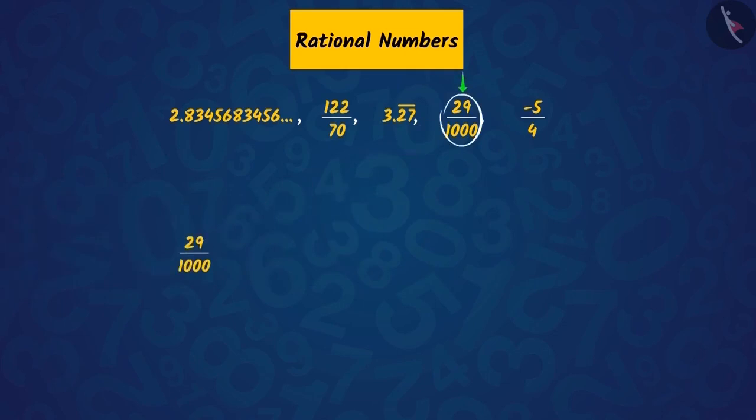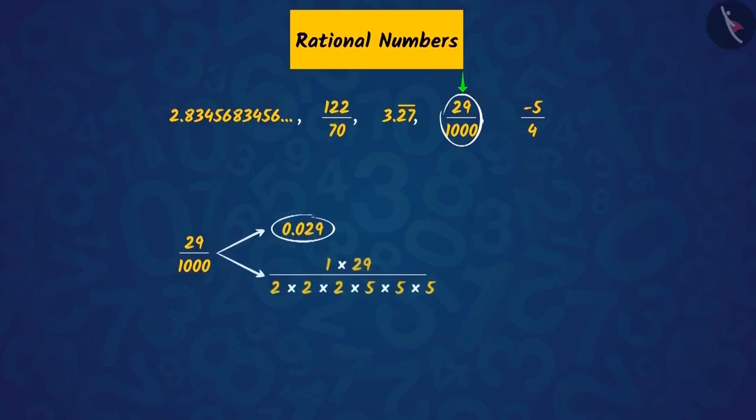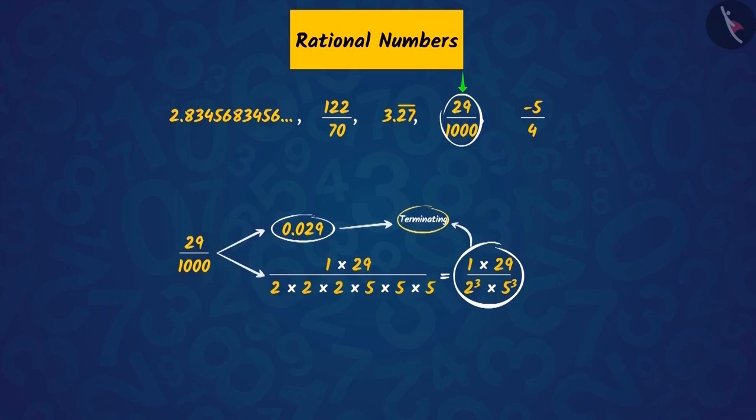Now, if we look at 29 upon 1000, we can write it straight as 0.029 based on the knowledge of our previous classes. Or, we can factorize the numerator and denominator as the denominator is in the form of 2 raised to n into 5 raised to m. Both ways lead to the same conclusion that the decimal expansion of this rational number will be terminating.